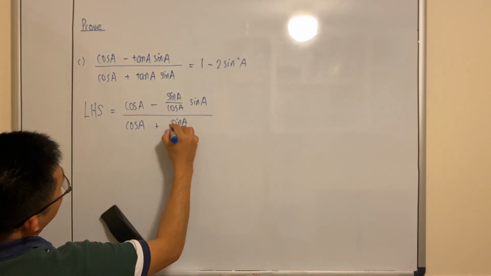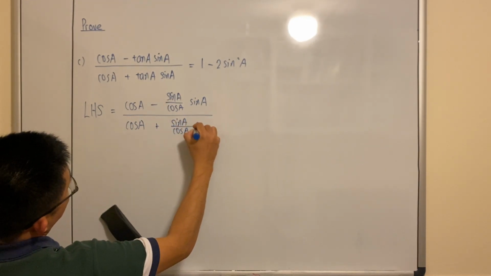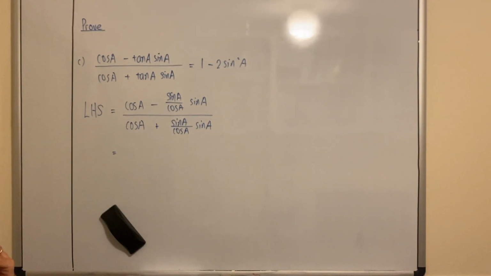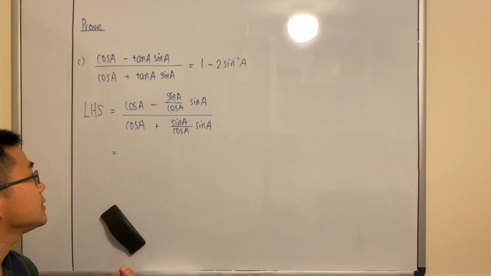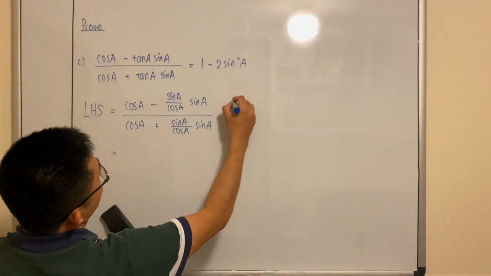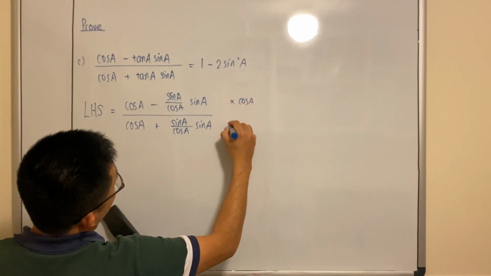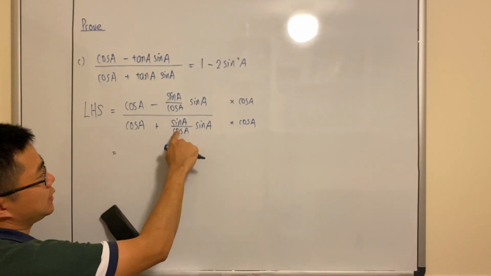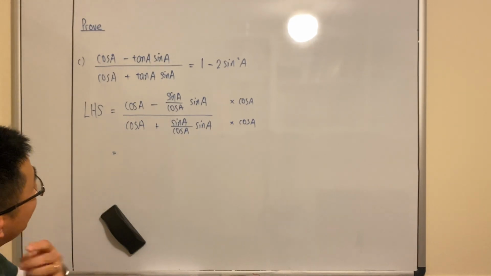Alright, sine A over cos A, sine A. Now once you get to this point, I'm a person who doesn't like fractions inside other fractions. So what I would do is multiply both the numerator and denominator by a common term, which is cosine A. The reason for that is because I want to remove the cos A and cos A here.